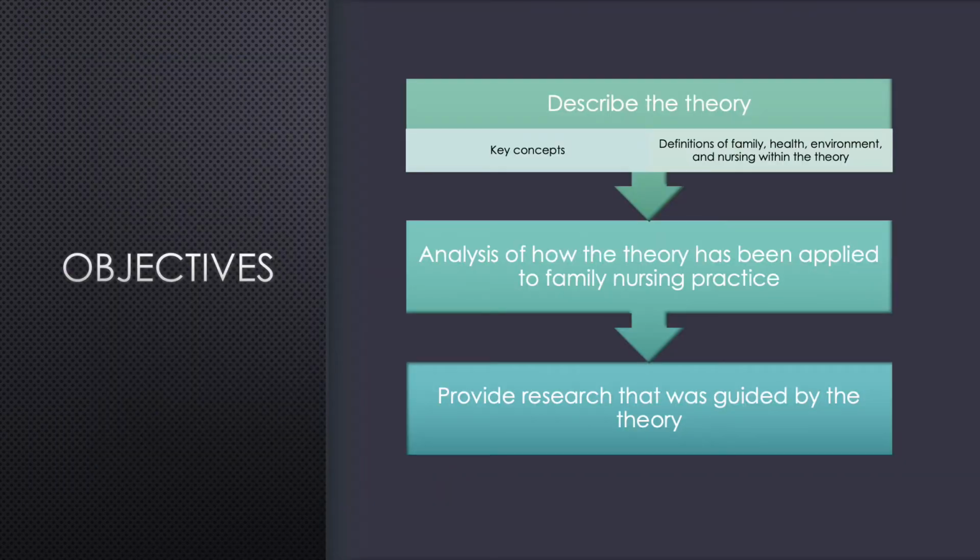The objectives of this presentation are to describe the theory, including key concepts about the theory, as well as defining family, health, environment, and nursing within the theory. We're going to analyze how the theory has been applied to family nursing practice. We're going to provide research that was guided by the theory as well.